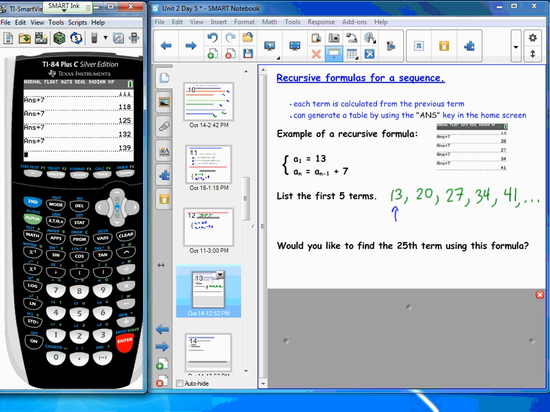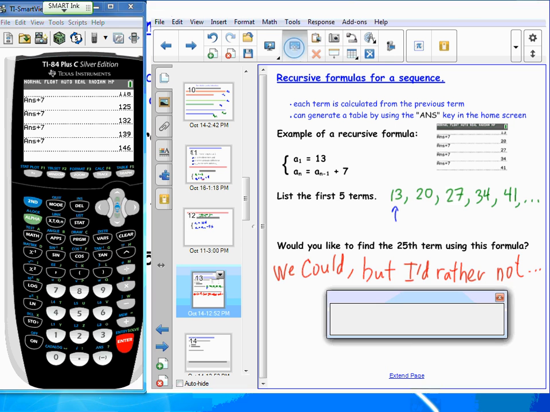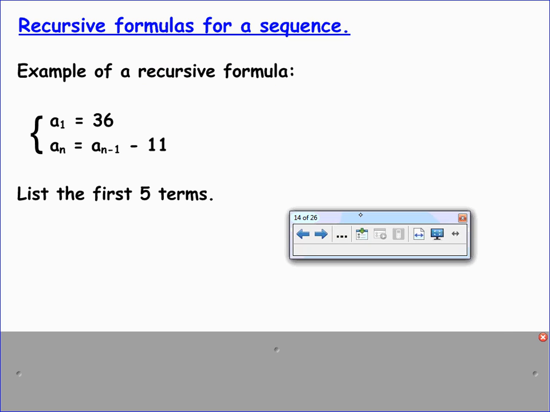19th, 20th. You know what I'm saying? So the idea is that we certainly could, but I'd rather not. It's 188? 181? Oh gosh, see? So the recursive formula works very well if I'm trying to generate the first several term values, but it's not so hot if I'm looking for a term value.